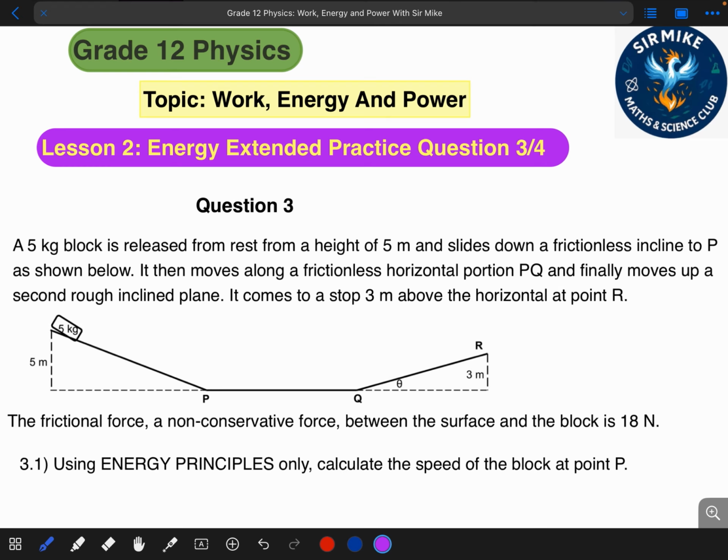This is the third energy extended practice question. In the previous videos, we have been looking at the practice questions based on what we did on energy. So this is the third question. If you haven't watched the other ones, be sure to refer back to them.